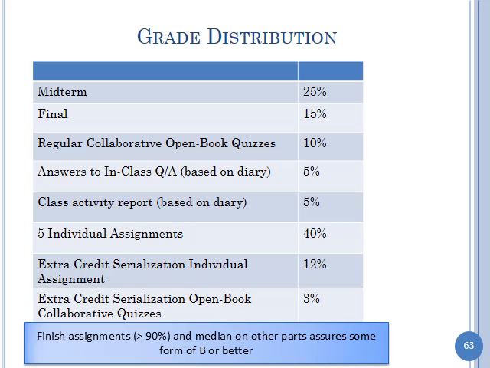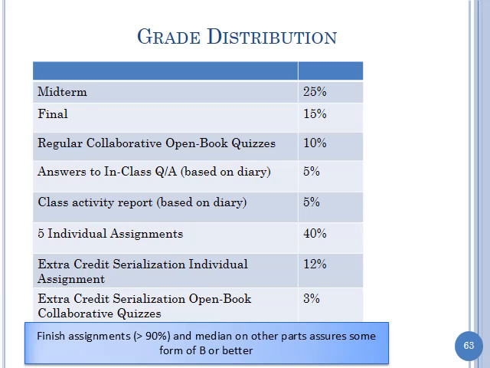So, grade distribution. I kind of hinted before at what it might look like. The midterm will be 25%. The final will be 15%. It's not a cumulative final. The quizzes, 10%, but again, remember they're open and collaborative. The question answer part will be 5%. The class activity report will be 5%. There'll be 5 required assignments. They are not collaborative, so they are for 40%.